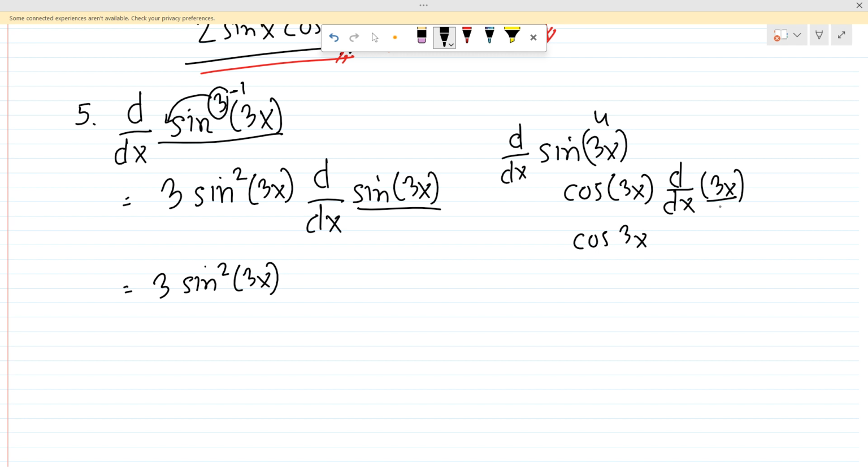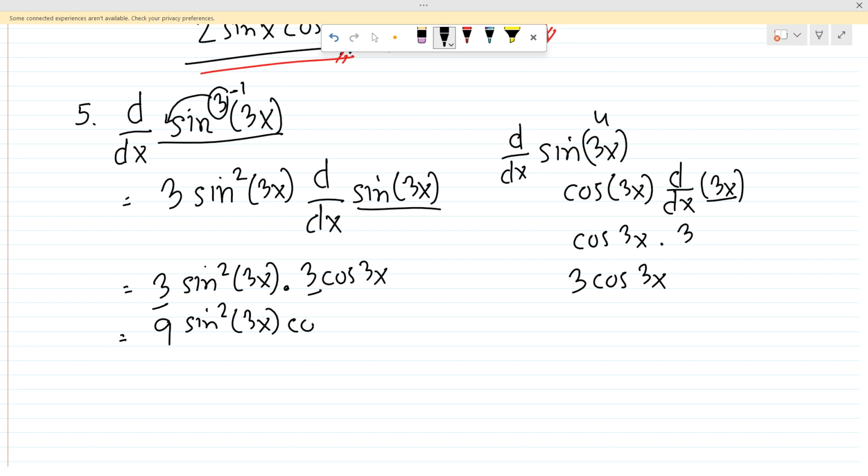Okay, so therefore, sir, cosine of 3x is simply what? Ano pong derivative ng 3x? That would be multiplied by 3. So you have here 3 cosine of 3x. So you are going to multiply this by 3 cosine of 3x. So that is simply 3 times 3, we have 9. Then copy sine squared of 3x, then cosine of 3x. Okay, so this would be our final answer.